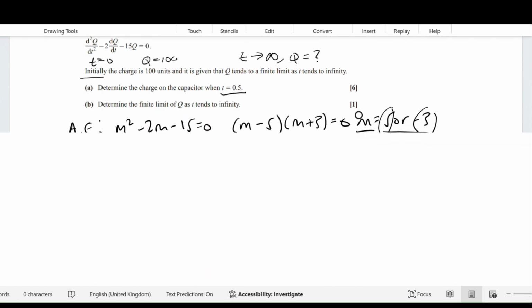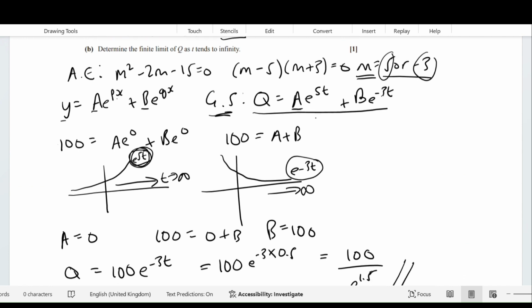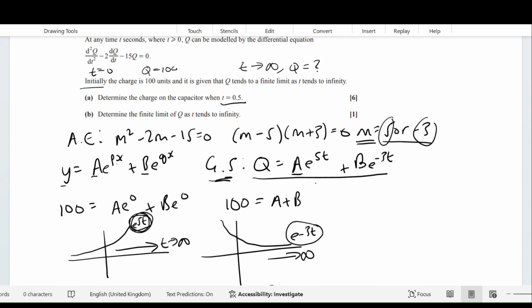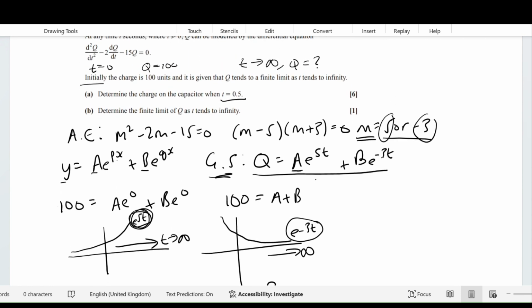The maths with the second order is easy. It's just finding the particular solution and thinking about your graphs and applying the harder problem-solving side to it, which is slightly harder in this question. So that's part A done.